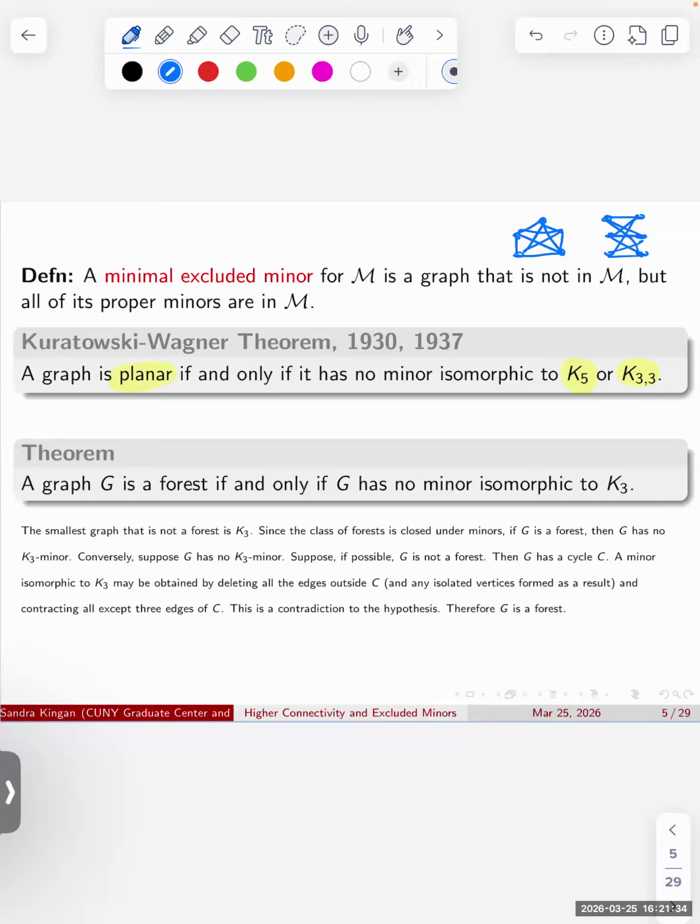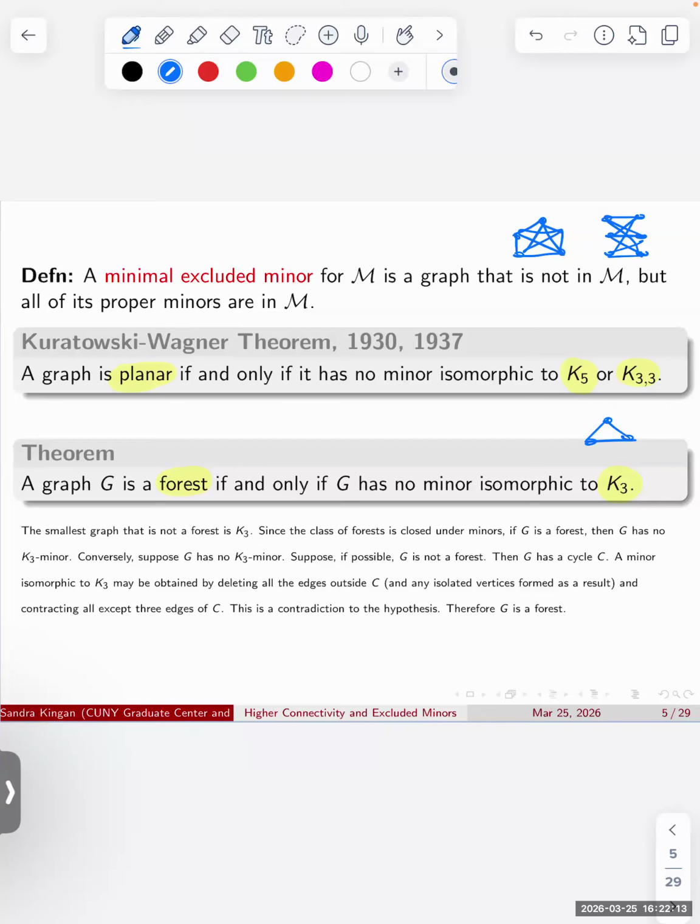And then Wagner came in and said, well, it's minor, and it's a small argument to go from Kuratowski's theorem to the minor version, and this theorem is now called the Kuratowski-Wagner theorem. And historically, it's the first excluded minor theorem. But the one that we would do first is actually this one because of how simple it is. A graph is a forest if and only if it has no minor isomorphic to K3. So K3 is just that.